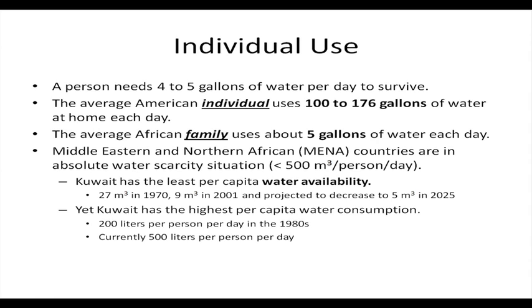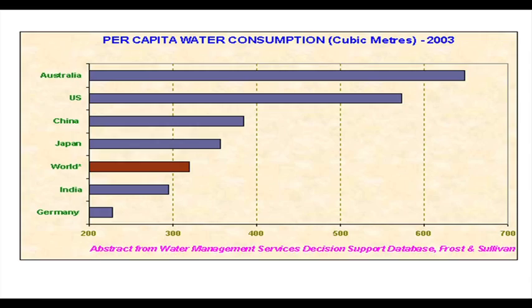Middle Eastern and North African countries are in an absolute water scarcity situation. Kuwait has the least per capita water availability, and it may go down to 5 cubic meters of water per person in 2025. But Kuwait has the highest per capita water consumption because they are able to import water. They were using 200 liters of water per person per day in the 1980s. Currently, they are using 500 liters per person per day. So they are using lots and lots of water, and they can afford to. It's an oil economy, so they are bringing water from other countries.